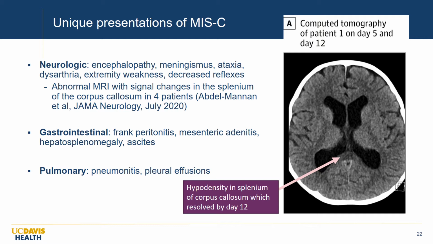Some patients have been described as having really severe abdominal pain. Some of them have even been diagnosed falsely with appendicitis and have actually undergone exploratory laparotomy and have actually been shown to have some purulent abdominal fluid. So they've had frank peritonitis. There have been many reports of mesenteric adenitis diagnosed by CT scan, as well as hepatosplenomegaly and ascites. And then finally, some patients can have pulmonary involvement, including pneumonitis and pleural effusions.